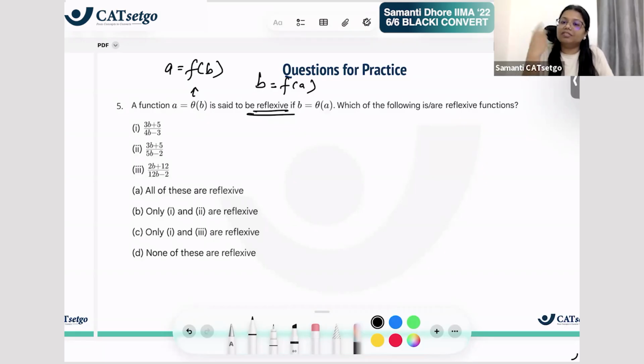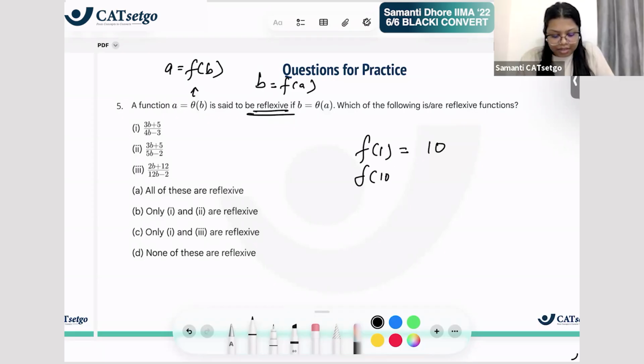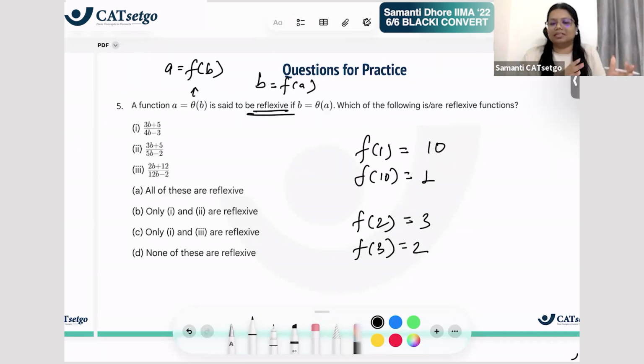It is said to be reflexive when b is also function of a. Whole point is the function is defined in such a way, like for example, if f of 1 is 10, then f of 10 is going to be 1, as an example, right? Or let's say if f of 2 is 3, then f of 3 is also 2. So it is reflexive. Inverse and reflexive are different. Okay? But it's on the same lines.